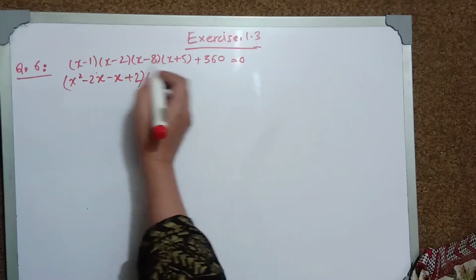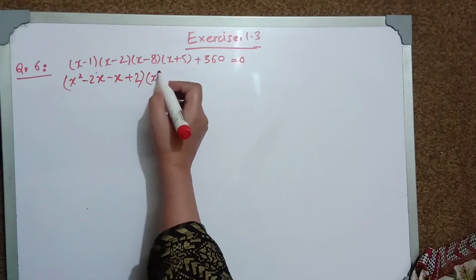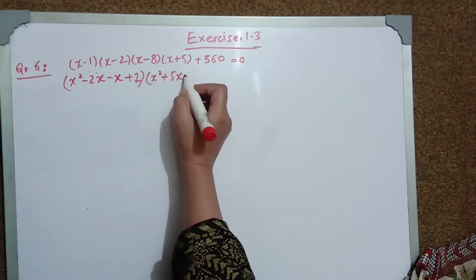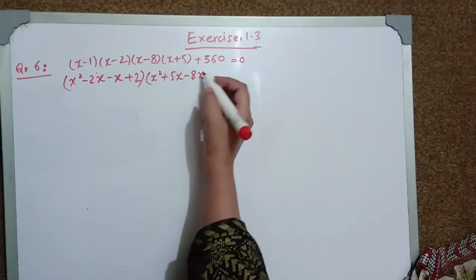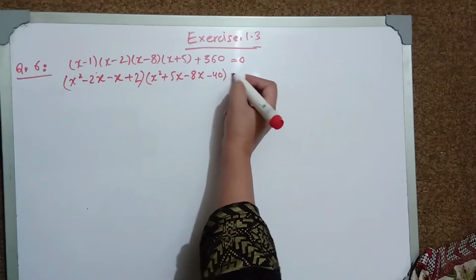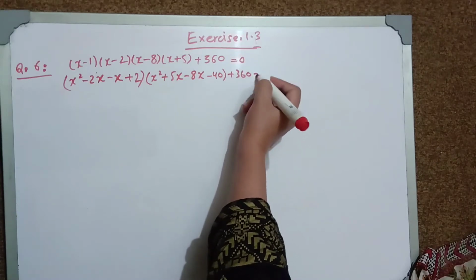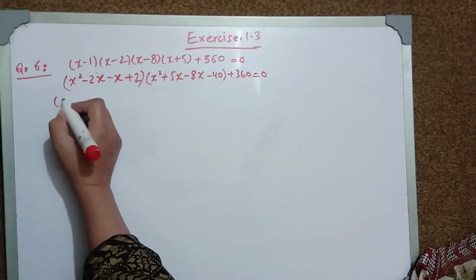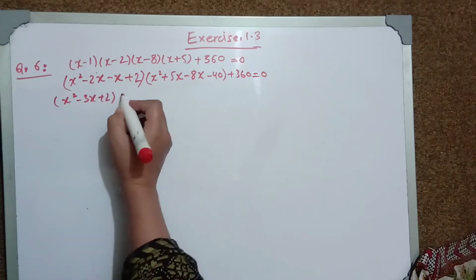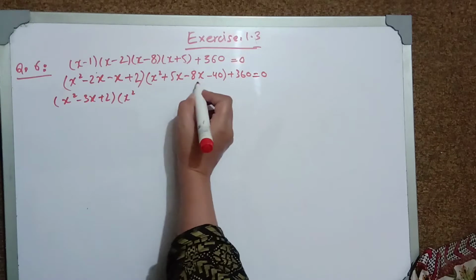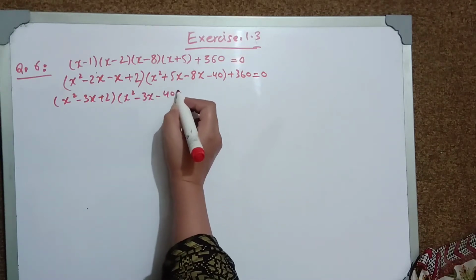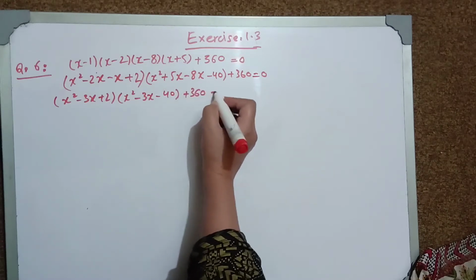Likewise, if we multiply these two, we will get x into x, x square. X into plus 5 will be plus 5x. -8 into x will be minus 8x. -8 into 5 will be minus 40. Plus 360 is equals to 0. X square minus 2x minus x will be minus 3x plus 2. X square plus 5x minus 8x will be minus 3x minus 40 plus 360 is equals to 0.